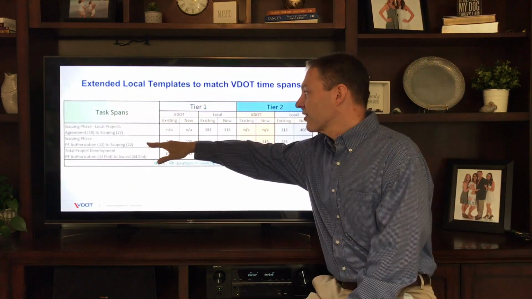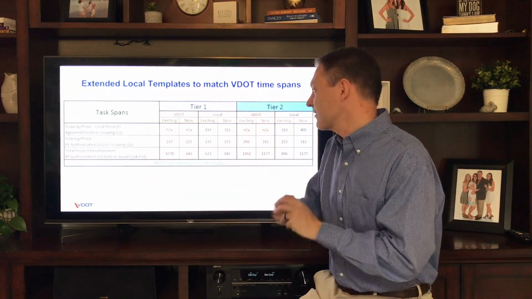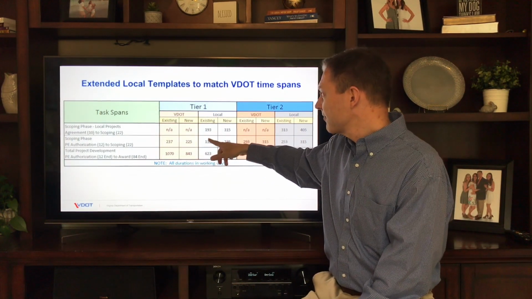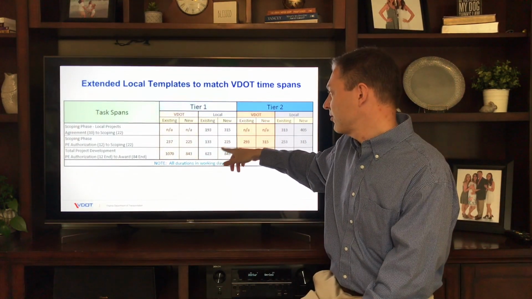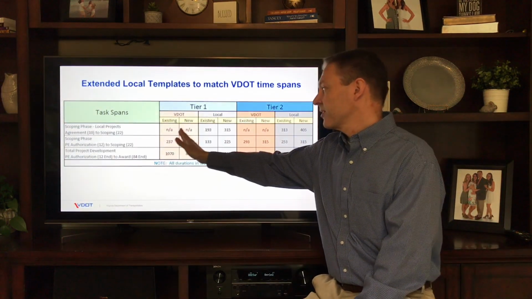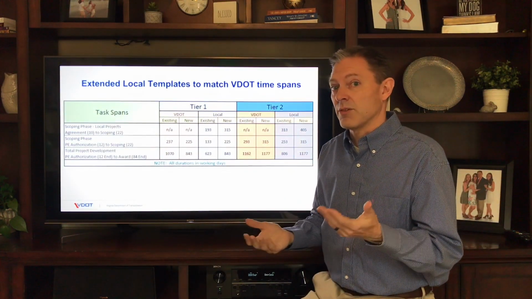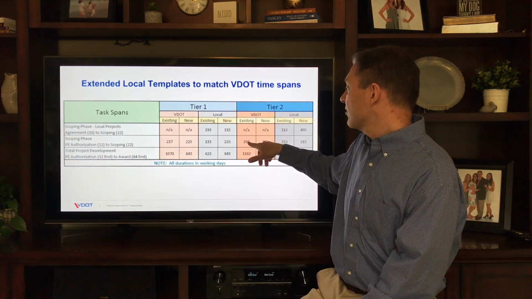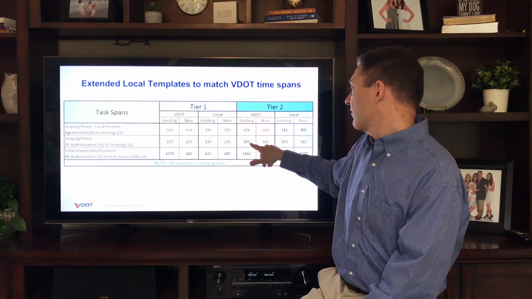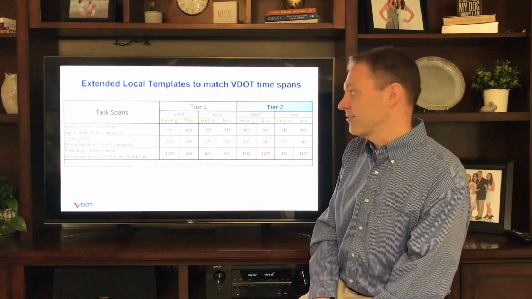The second line here goes from PE authorization to scoping because both VDOT and local tasks include those tasks. So we went from, on the VDOT side, 237 to 225. On the local side, we went from 133 to 225, and the important thing here is those 225 match. So you can see the VDOT templates got constricted just a bit because it actually took us less time than what the templates were showing. You can see on the Tier 2, that same span increased just a little bit for VDOT from 293 to 315, and then we took the locals and extended that out to meet 315.